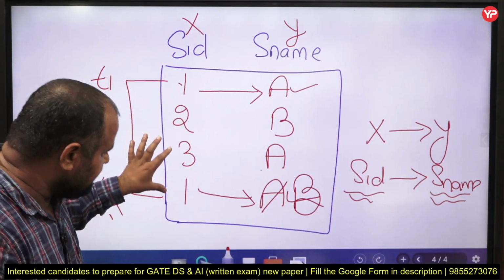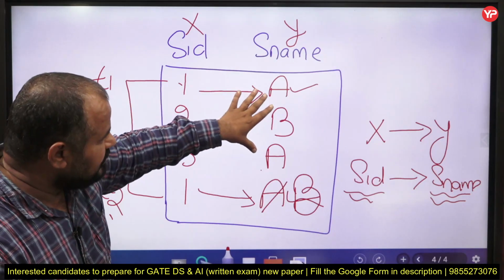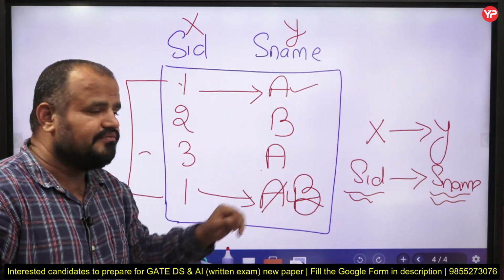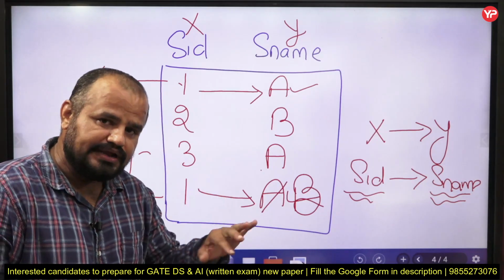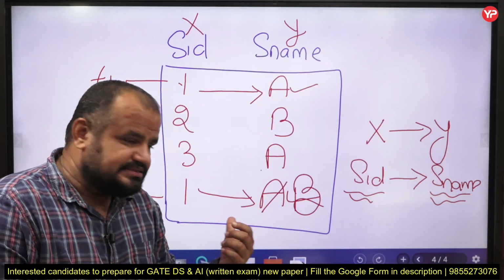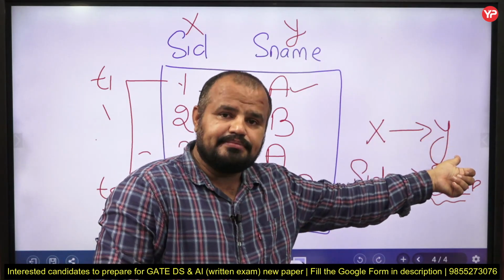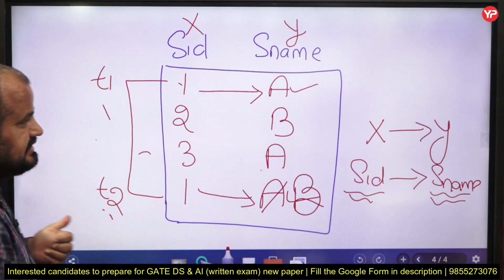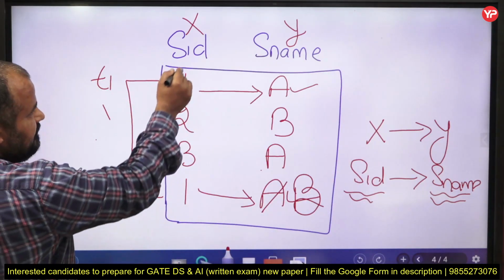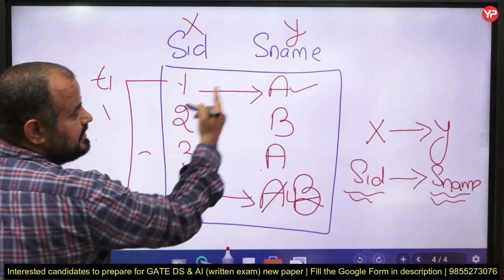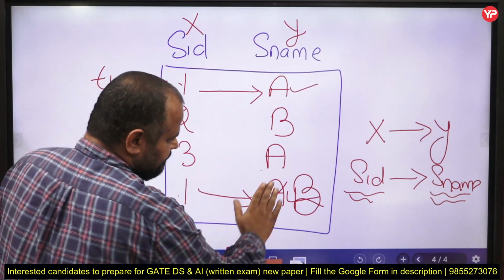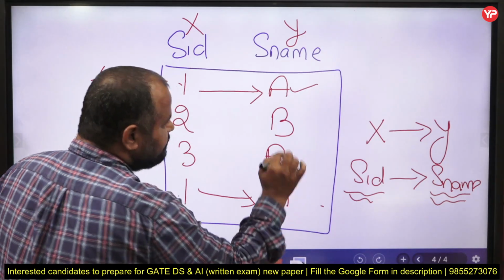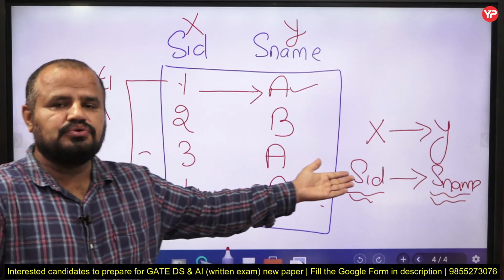Then whenever you call 1, because their y value is not the same, two answers will be there. One is A and one is B. That's why whenever we say that x uniquely determines y, or SID uniquely determines S name, this condition should be there: if x values are same, then their y values should be same. And if x values are not same, then don't bother about the y values. If and then truth table.